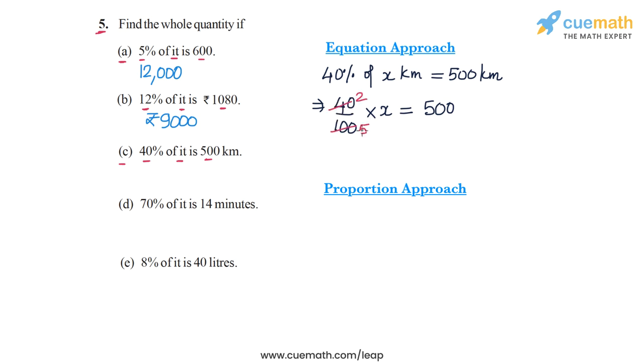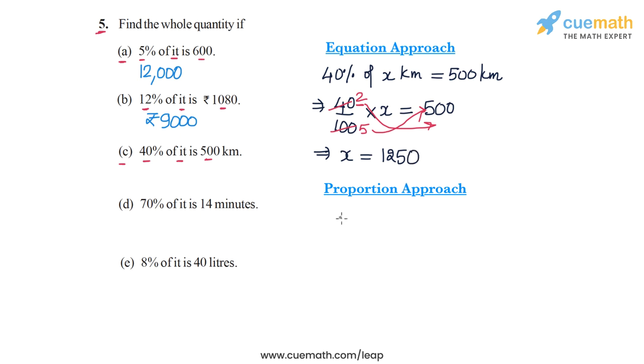You divide both the numerator and denominator by 20. So you get 2 by 5. You multiply 5 on the RHS. 5 into 500 is 2500, and then you divide by 2. So you take 2 into the denominator, you divide by 2, and this will give you x equal to 1250. So this is the whole quantity, 1250 kilometers.